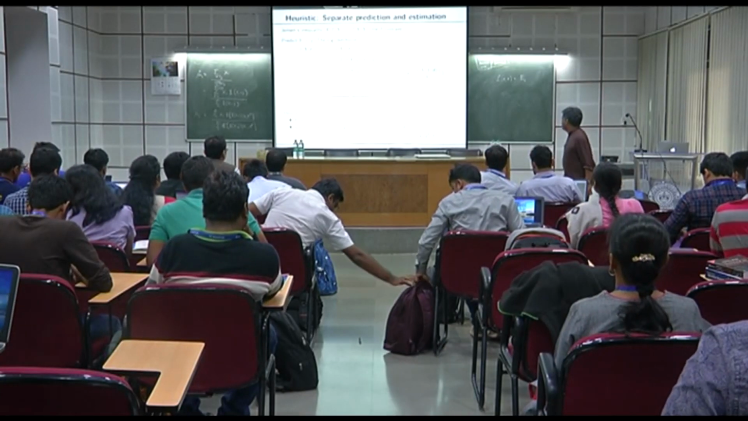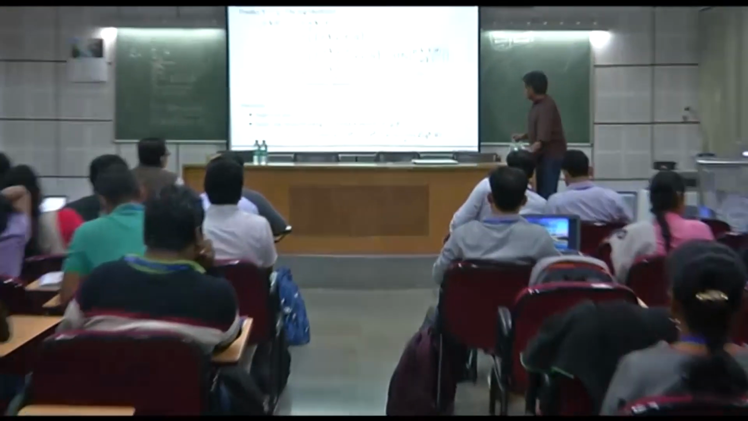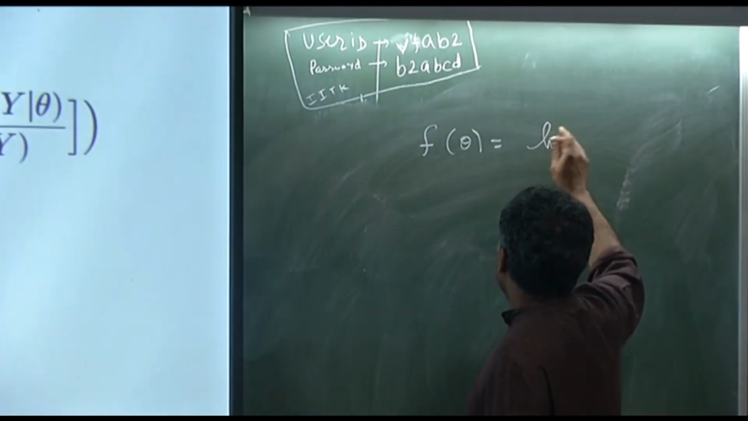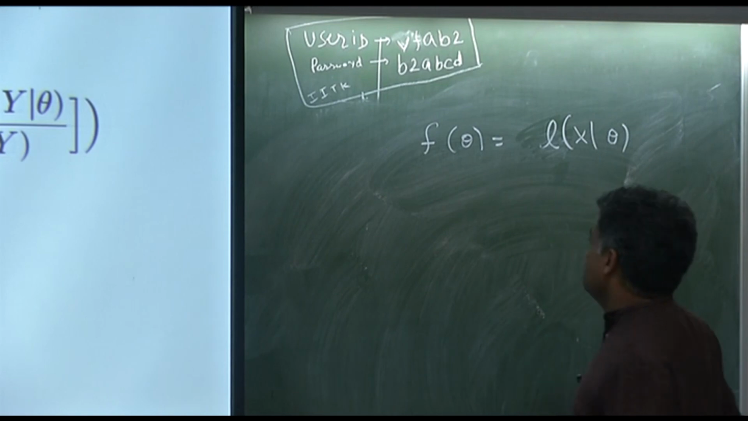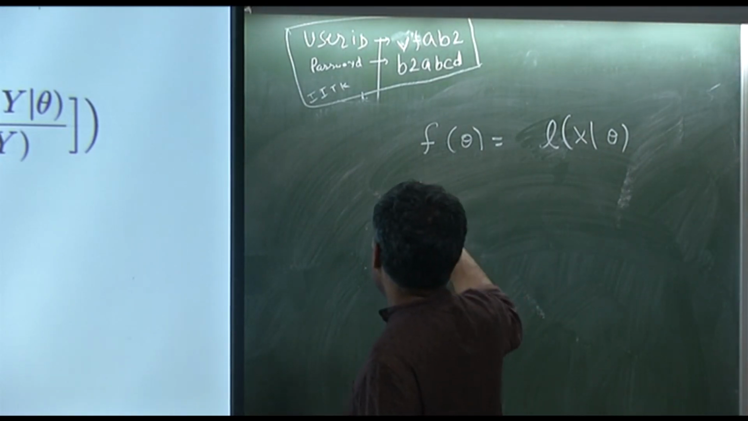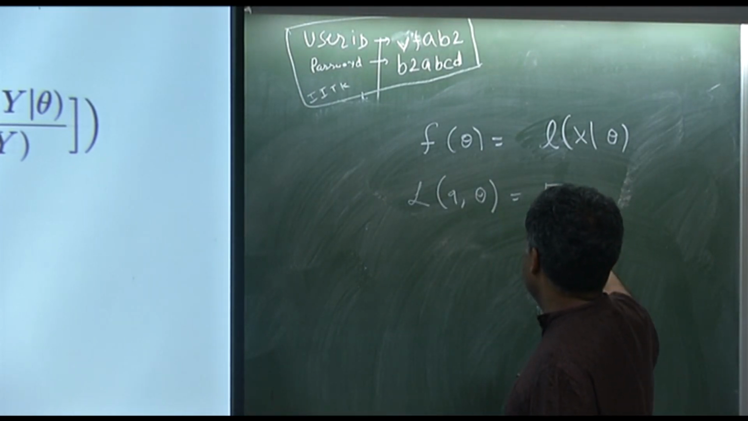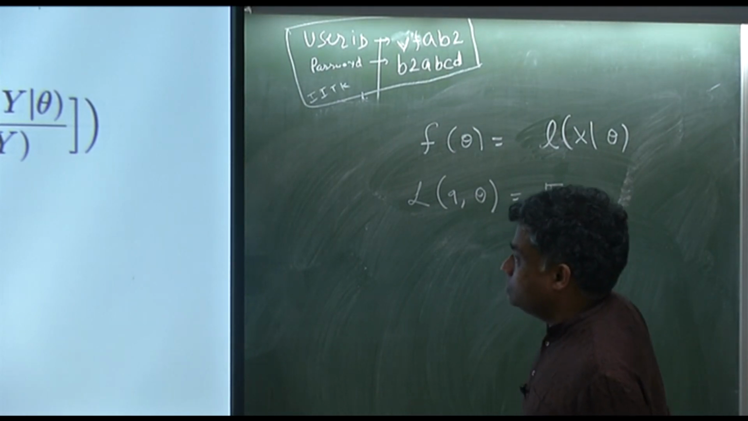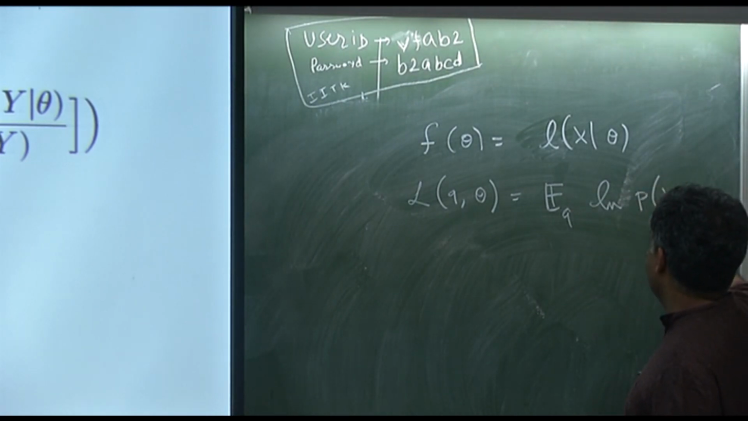Last little piece where I want to connect this to the minorization problem. So I have a function f of theta, which is defined as the likelihood of x given theta. That's one function. The other function I'm defining is L of q theta, which is defined as the expected value under q of the log of p of x, y given theta divided by q of y.